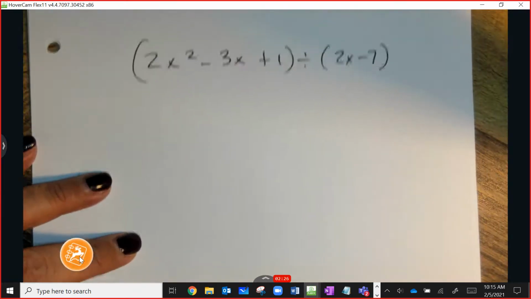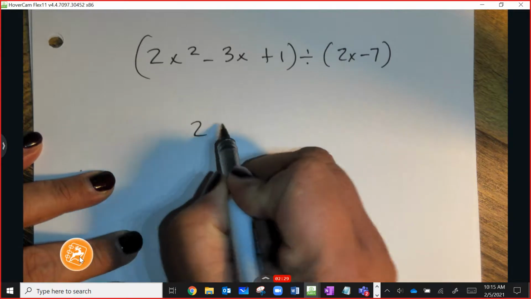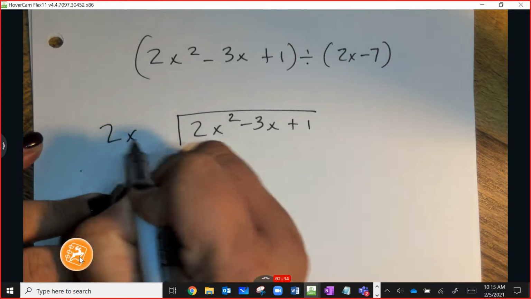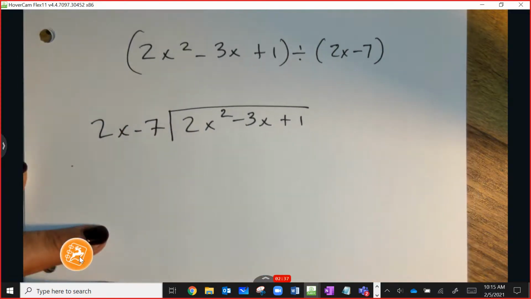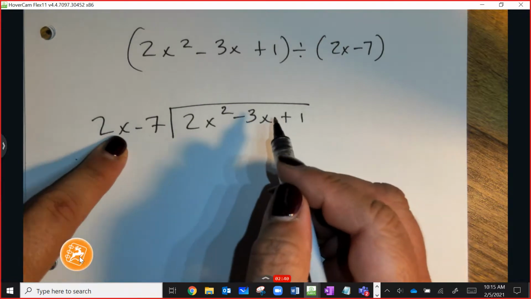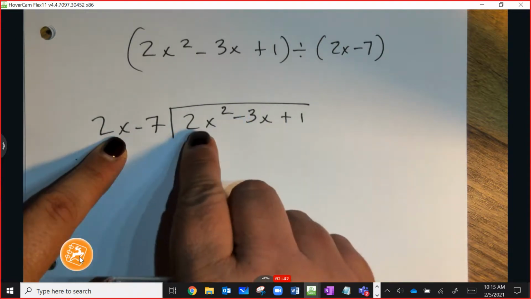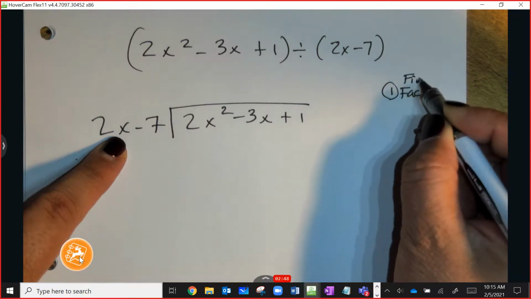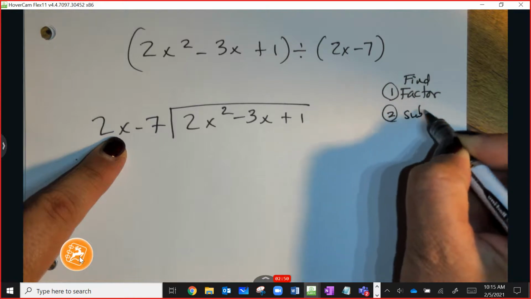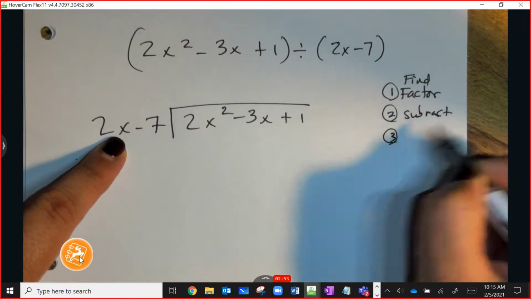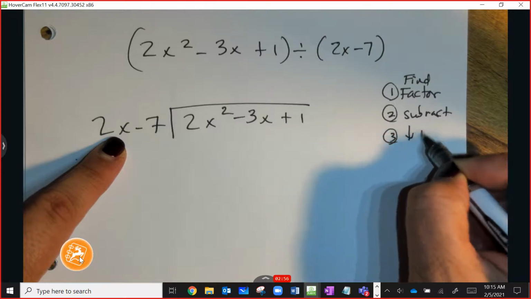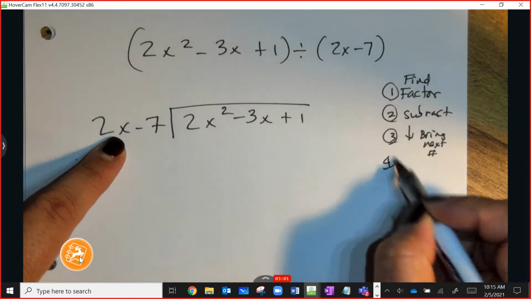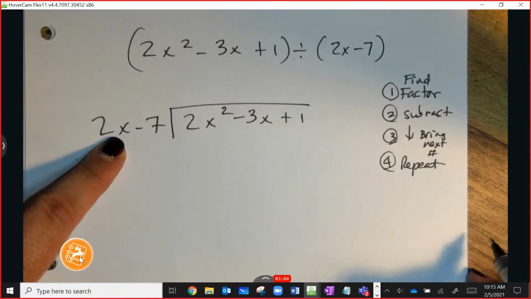Okay, so we have this. So again, let's set it up: 2x squared minus 3x plus 1 divided by 2x minus 7. Okay, so nothing's different. Take the 2x, how many times? Okay, so if you want to write the notes, step 1 is you factor, find the factors. 2, subtract. 3, and bring down the next number. And then 4, repeat. Okay, so in case you forgot the steps.